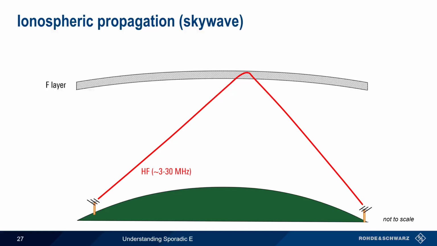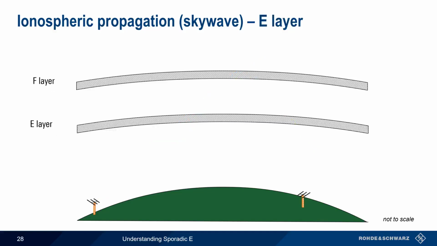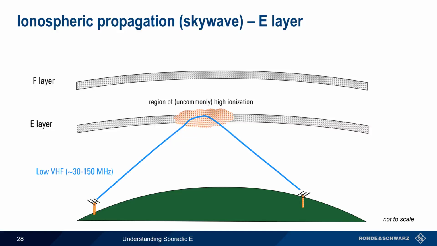However, at VHF and higher frequencies, signals reaching the ionosphere are generally not refracted back to Earth and simply pass through it into space. Below the F layer, there is another layer of the ionosphere called the E layer, but under normal circumstances, the E layer is not capable of refracting either HF or VHF signals back towards the Earth. However, under special circumstances, patches or regions of increased ionization in the E layer can refract signals at lower VHF frequencies, enabling limited skywave propagation over longer distances.